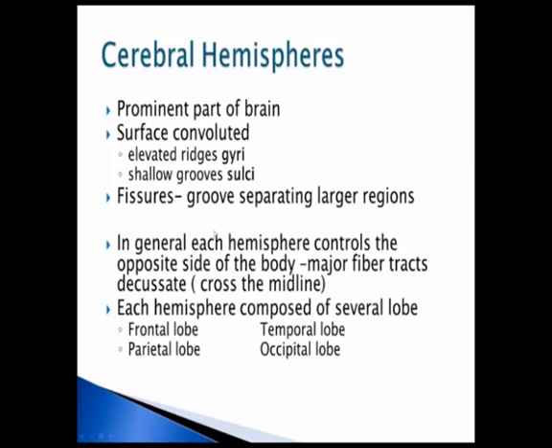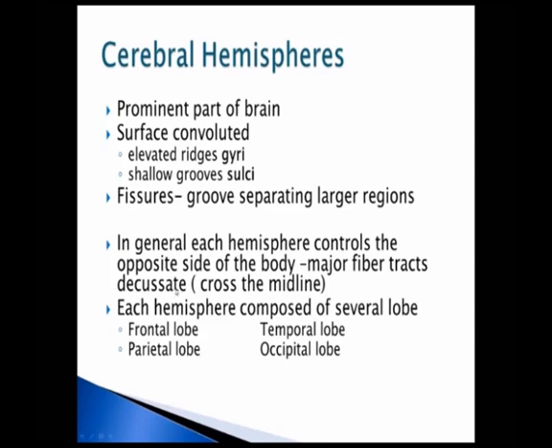In general, cerebral hemispheres control the opposite side of the body. So the right cerebral hemisphere is responsible for controlling the left side of the body. And that's because at some point in the neural pathway, the neurons cross from the right to the left. And we call this crossing a decussation, or we say that the neurons or the pathway decussate. So that's a term that you need to become familiar with.